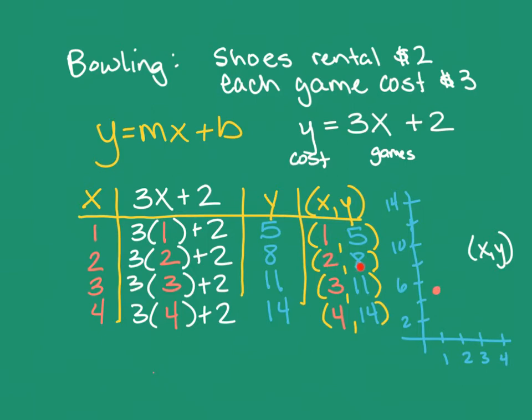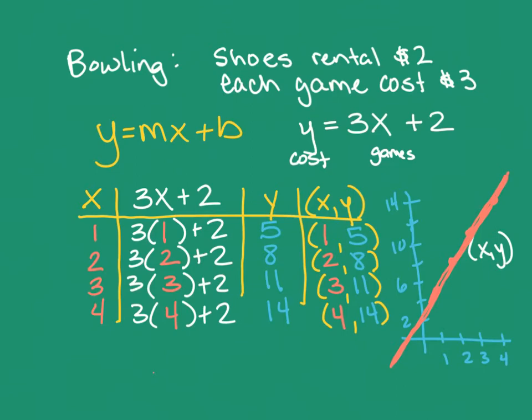Go 2 on the x, turn and go 8 on the y, right there. 3 on the x, turn and then go 11 on the y, about right there. And 4 on the x, turn, go 14 on the y, right there. And we'll have a straight line. Let's pretend that's straight. Thanks for your imagining that.